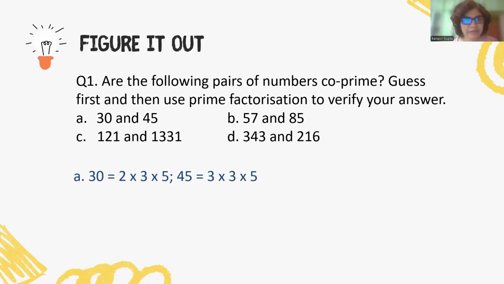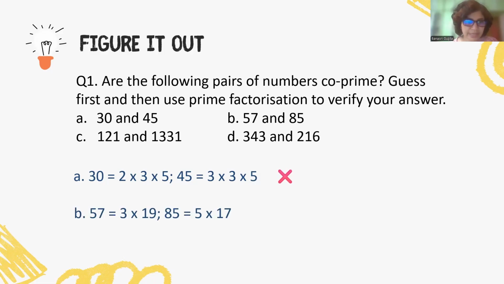So let's do prime factorization of 30. 30 is 2 into 15, and 15 we can write as 3 into 5, so 2 into 3 into 5. 45 is 9 into 5, so 3 into 3 into 5. So they have a common factor, right? So they are not co-prime. Because they have a common factor, they cannot be co-prime, by the definition of co-prime numbers.